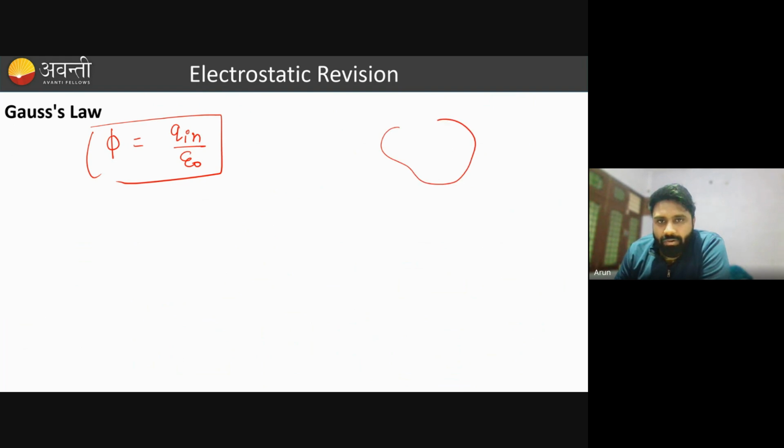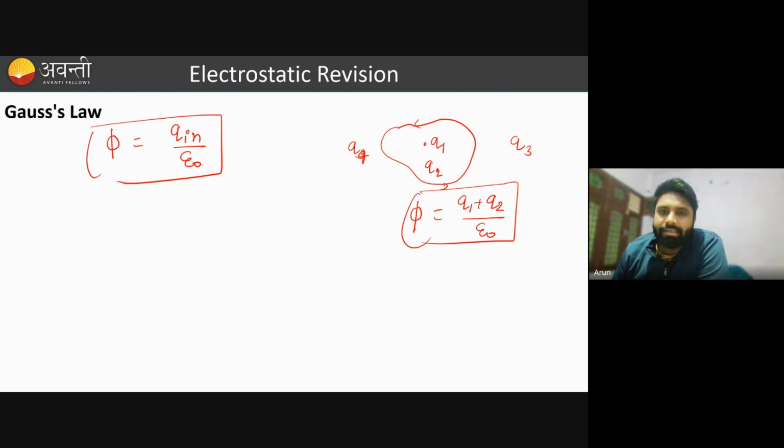So if this is the closed surface and here the charges q1, q2, and outside the surface the charges are q3 and q4. So if you write the flux through this closed surface, the surface should be closed. So phi should be the charge enclosed, which is q1 plus q2 divided by epsilon naught. This is the application of this Gauss law to calculate the flux through the closed surface.